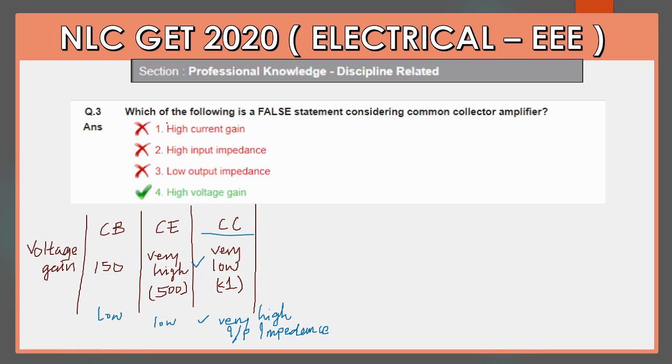Next question, it is saying which of the following is a false statement considering common collector amplifier? So you can see here common base, common emitter, and common collector. The voltage gain is very high for common emitter, around 500, and for common collector it is very low. So it is asking what is the false statement. Here it is given high voltage gain for common collector, so it is a false statement. So the option is the fourth option.